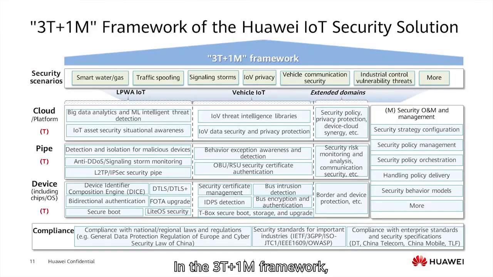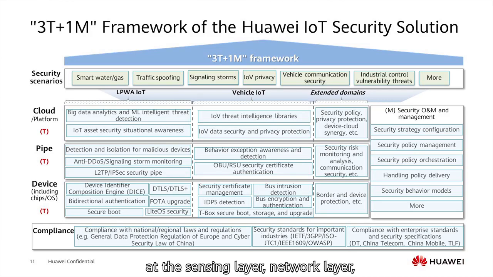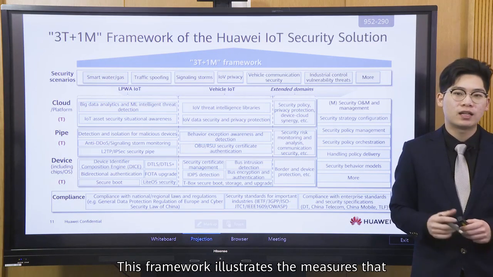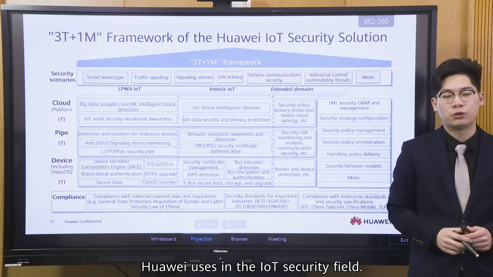In the 3T plus 1M framework, T stands for technology and M stands for maintenance. The 3T indicates the different security technologies at the sensing layer, network layer, and the platform layer in the IoT architecture. And 1M means unified security O&M at each layer. This framework illustrates the measures that Huawei uses in the IoT security field.